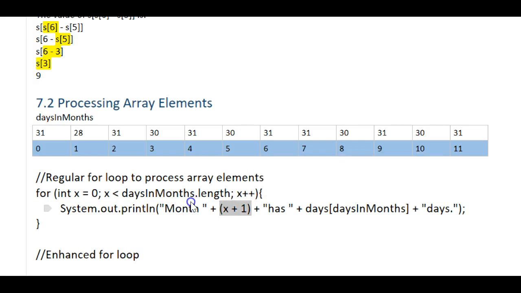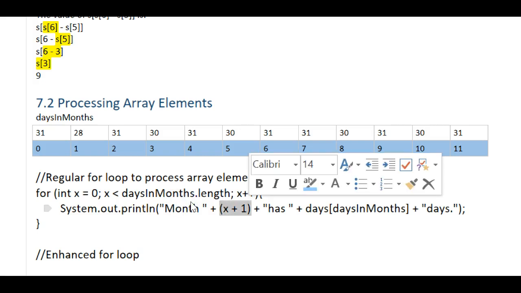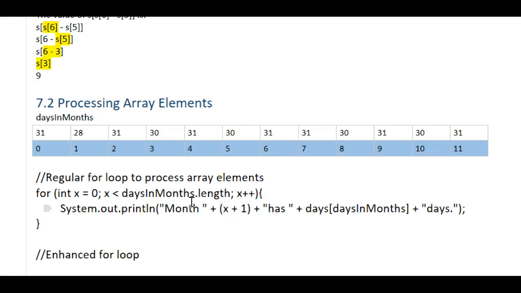Well, actually we don't need those. Those would just be optional here. But it's nice to group X and the 1 together because we want to print out like month 1 has 31 days for January, just to be a little more user friendly than month 0 has 31 days. So we'll just add 1 to the index or the position each time. And yeah, the parentheses are optional.